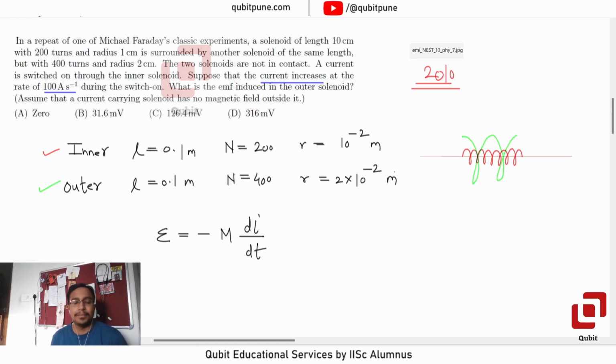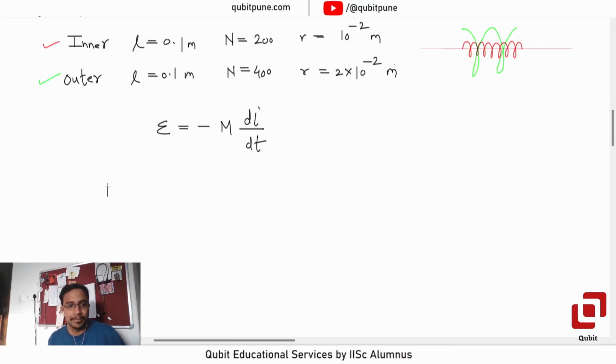Mutual inductance into the rate at which the current increases. Now how to find the mutual inductance? You know the formula: N phi B by I. Suppose we assume that current I is flowing through the outer solenoid. It doesn't matter, but let's assume that. So we now need to consider the total number of turns of the inner solenoid, so that is 200.